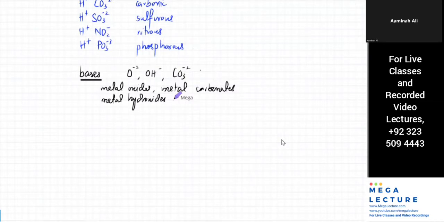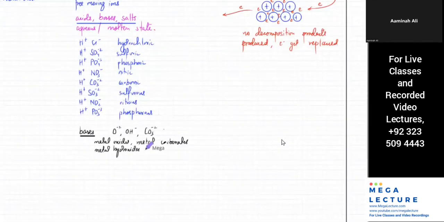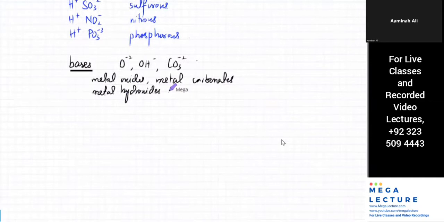And the last one, salts, are basically ionic compounds. Any two ions, as long as they're not an oxide or a hydroxide. So salts are typical, neutral ionic compounds.